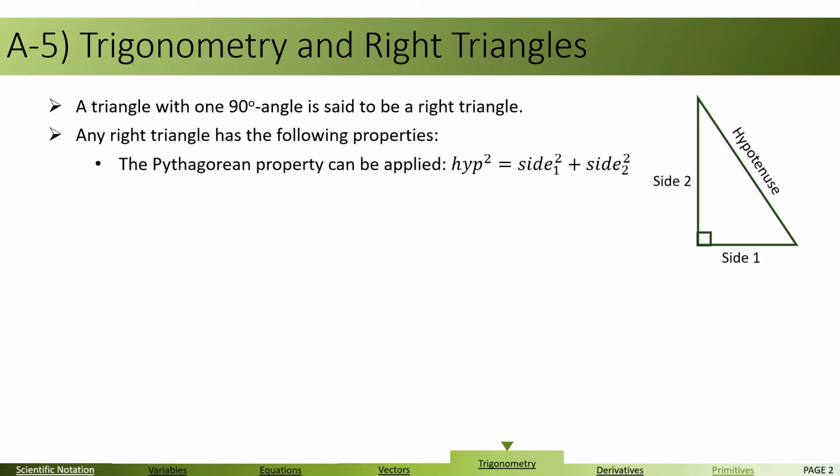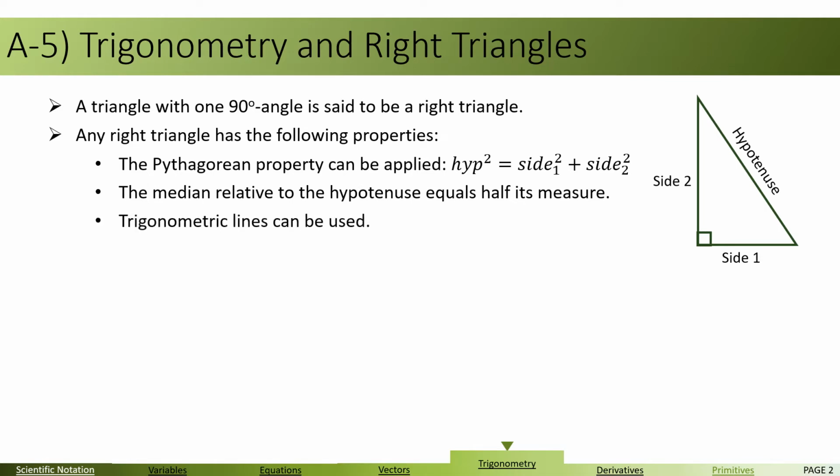We can always apply the Pythagorean theorem or property, which is hypotenuse squared equals side 1 squared plus side 2 squared. The median relative to the hypotenuse is always equal to half its measure.